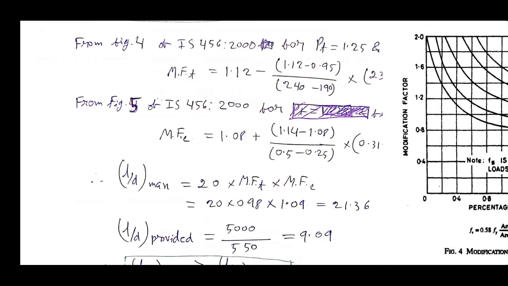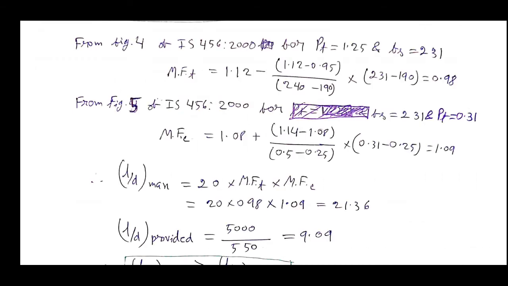So let's go to the note. The modification factor for tension reinforcement equals 1.12 minus 1.12 minus 0.95 by 240 minus 190, multiplied by 231 minus 190, which equals 0.98. So these values we get from figure 4, as you see. So this modification factor we have already found.